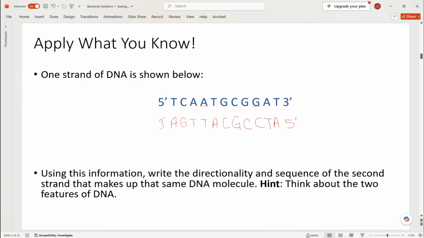So that's all I was asking you to do. All right, so if you keep in mind that DNA is double stranded, it's made up of two strands of nucleotides. Those strands are antiparallel and complementary. You are going to be good to go.